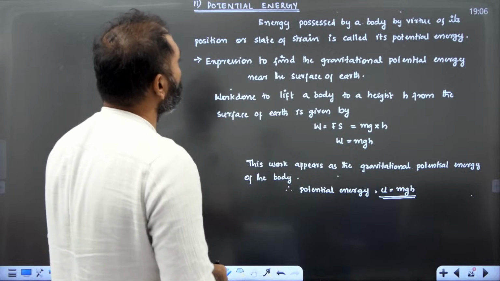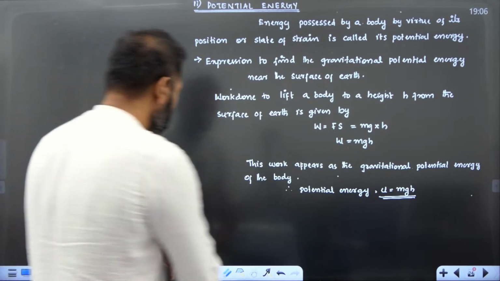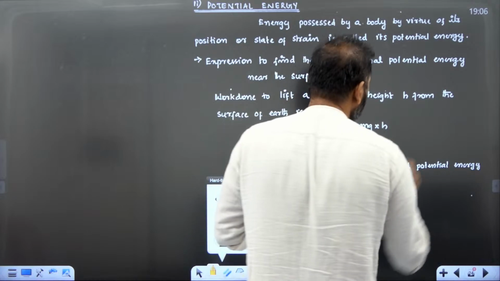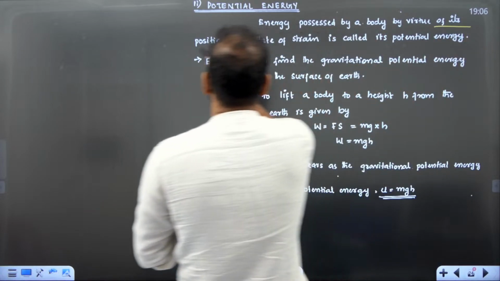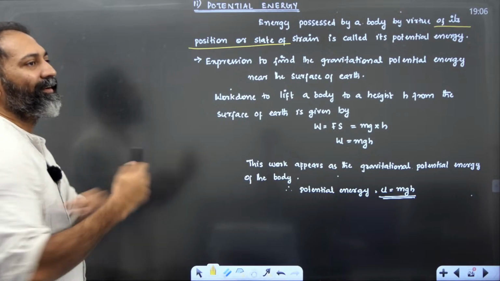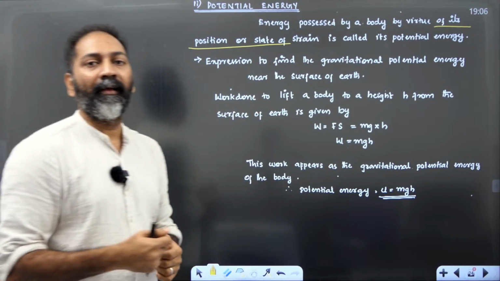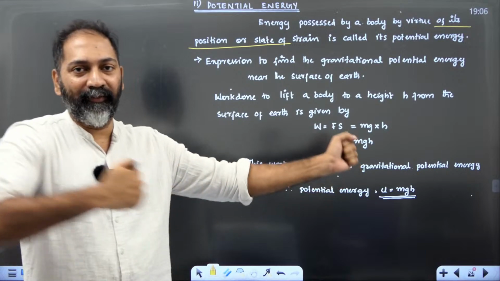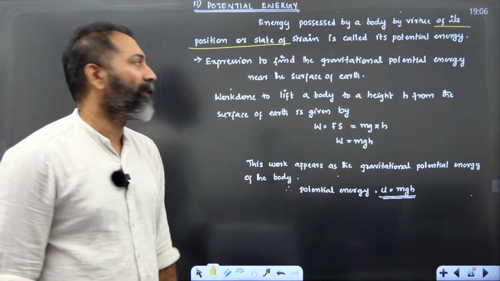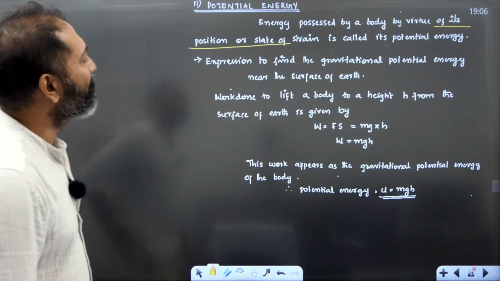Next, potential energy. Energy possessed by a body by virtue of its position or state of strain. By virtue of its motion, kinetic energy; by position, potential energy. State of strain means a stretched condition. You know bow and arrow, right? If the arrow is in the strained position, it will have potential energy. When you release the arrow, it becomes kinetic energy. This is called its potential energy.